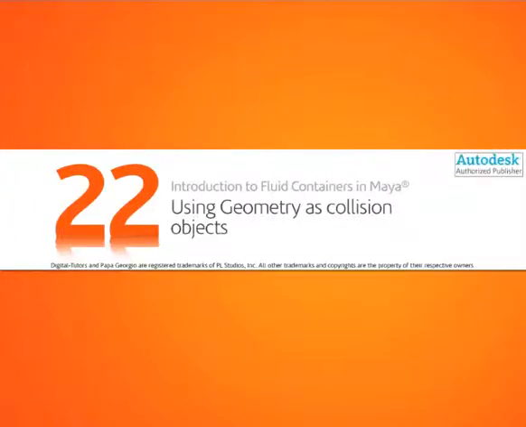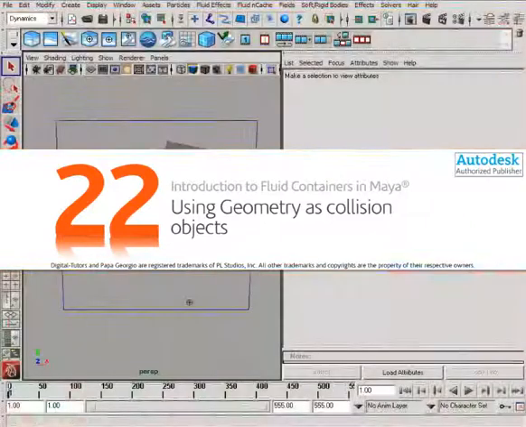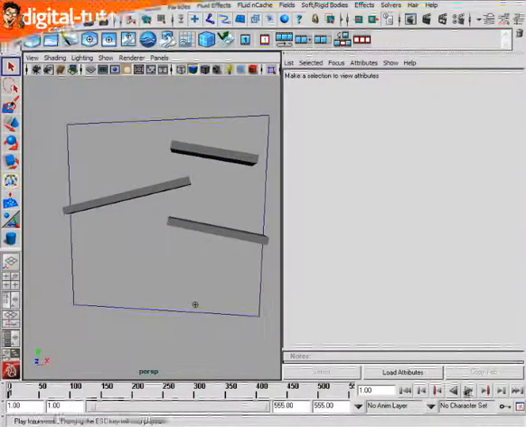In this lesson, we're going to take a look at how to use geometry to create a collision object inside of your fluid simulation. All right, I have lesson 22 opened up, and let me just play this back and show you what we have.